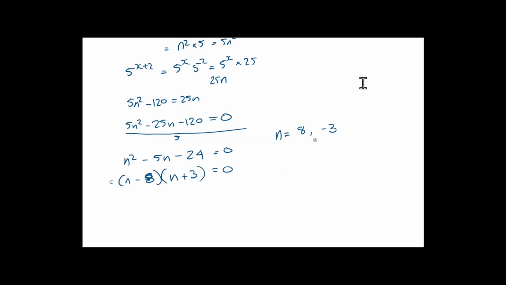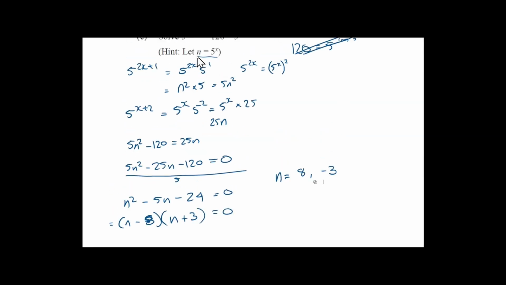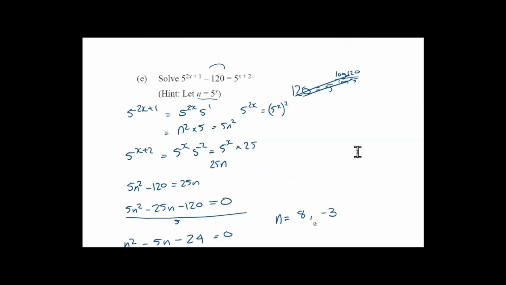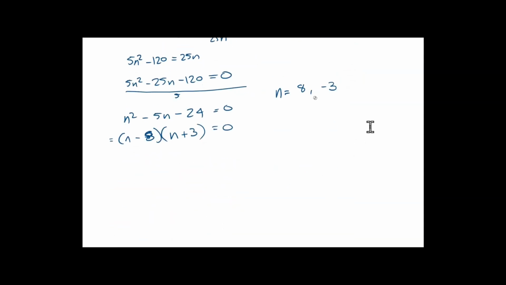So we're told n is going to be equal to 5 to the power of x. Remember, we want to find what x is, not n. So if n is 5 to the power of x, if we had negative 3 here, there is no value of x that is possible that will give you that answer. There's nothing we can raise that to. So n is definitely not negative 3.